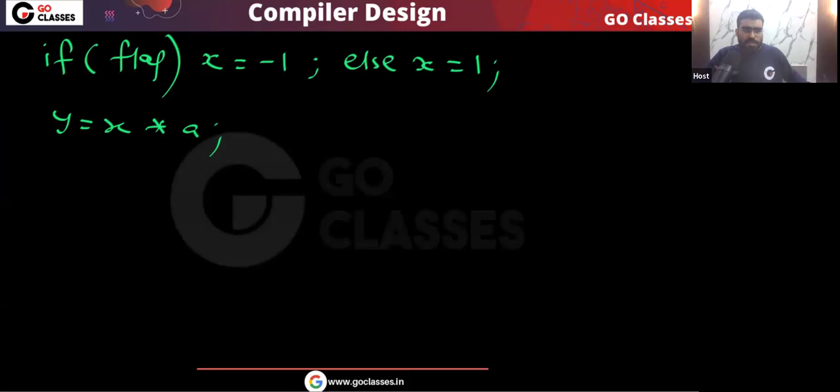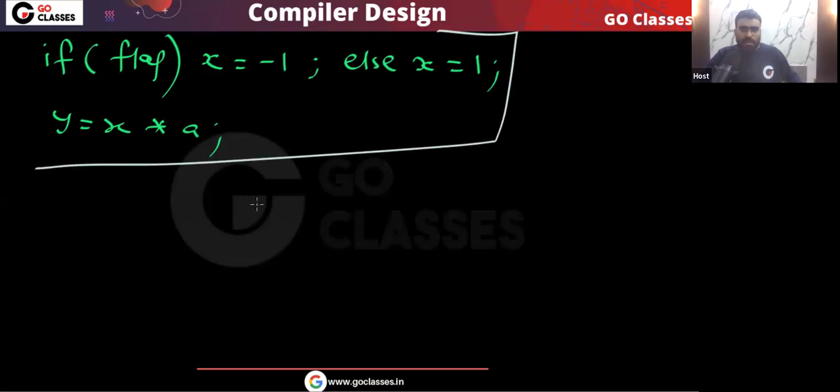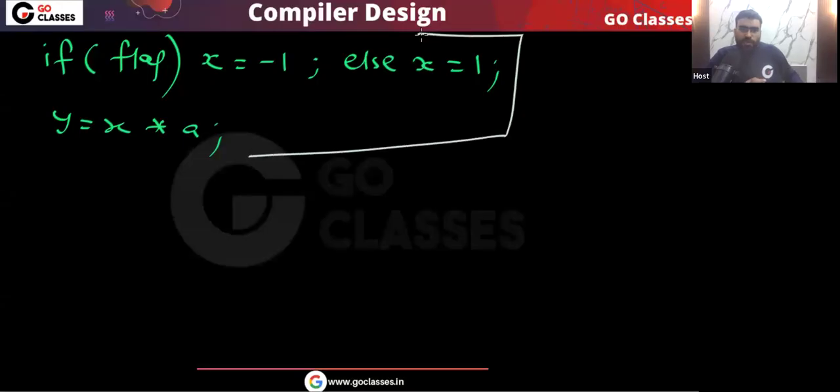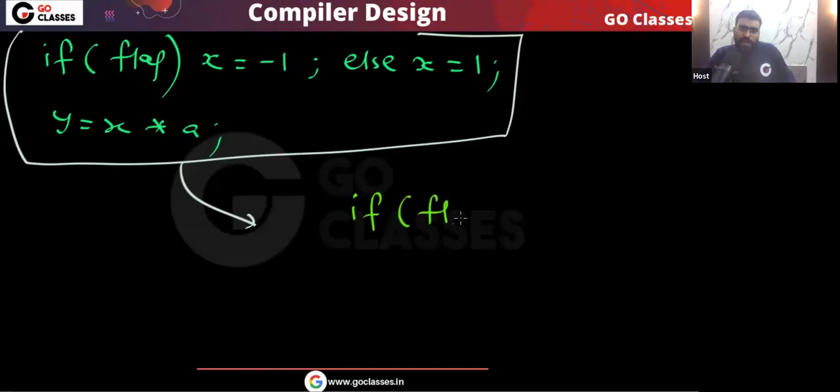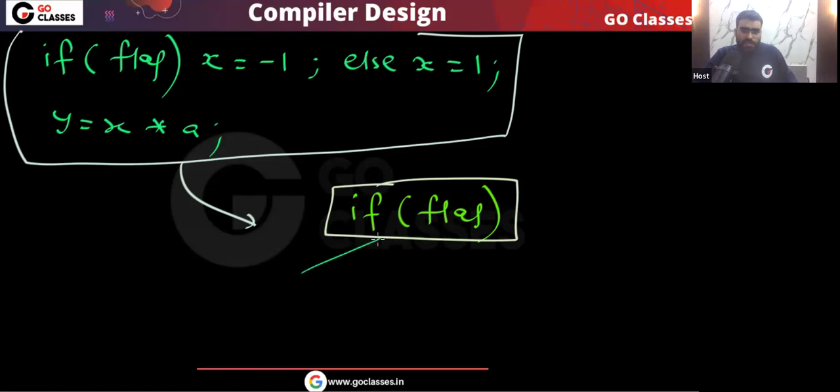First, just create the graph. That is very easy. First you write a graph for this. The best way, I'm telling you, is to first create a graph for this. So what will the graph look like? See, the graph will look like this. If flag is true, then what will execute? And if this is false, then what will execute?